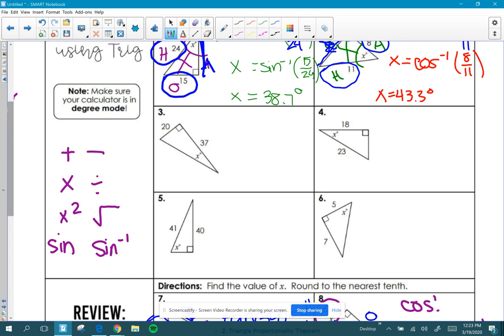3, same steps. Label your sides. So I'm looking at the angle. Always, always, always in terms of the angle. I go across. That's my opposite side. If I go across from the right angle, that's my hypotenuse.